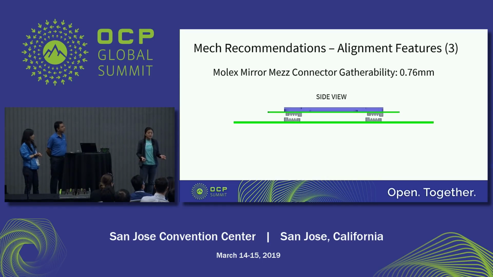Our last stage of alignment is actually the Molex Mirror Mezz connector itself. The connector has a gatherability of 0.76 millimeters, and since we are already within 0.3 millimeters of our final location, we can guarantee that the OAM module will consistently and properly mate to the baseboard.